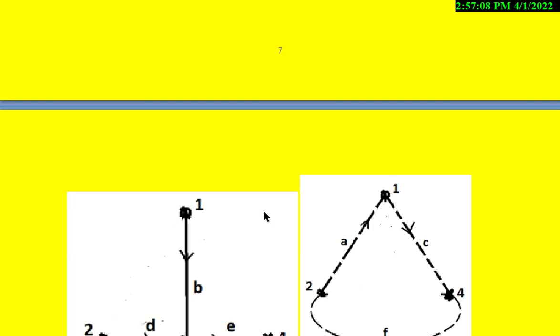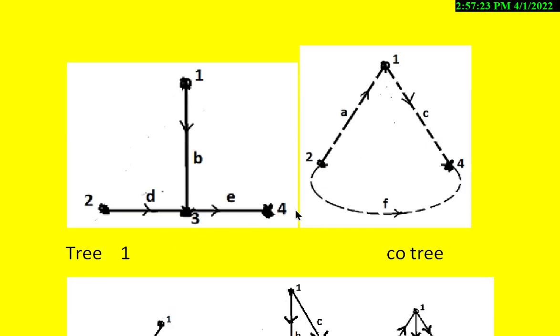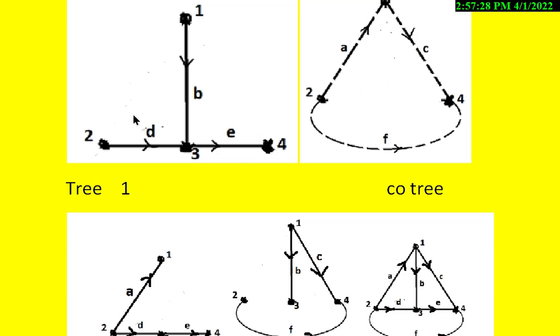A graph can have a number of trees and each tree does not have any closed path, but it connects all the nodes present in the graph. This is the one tree for a given graph. There is node 1, node 2, node 3, node 4. They are all connected by thick lines. Those thick lines are called the twigs. So this is called the tree.